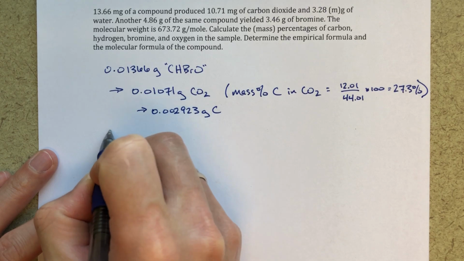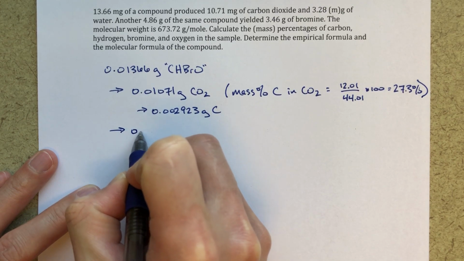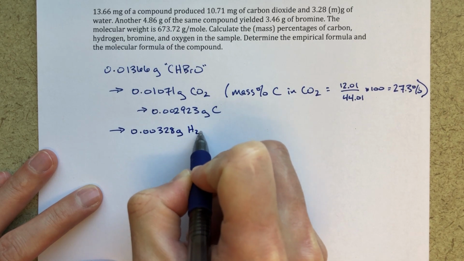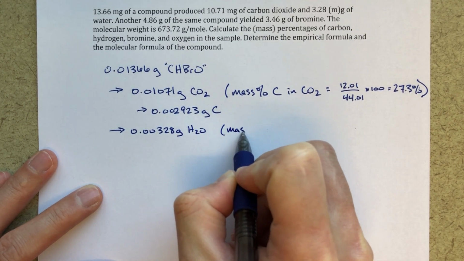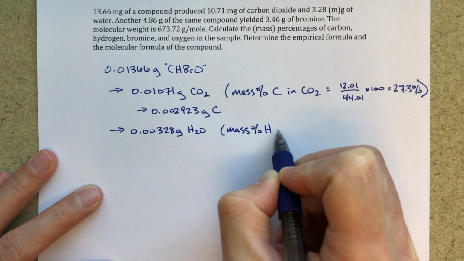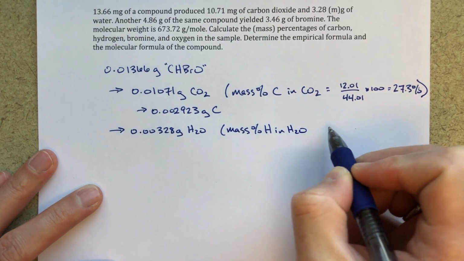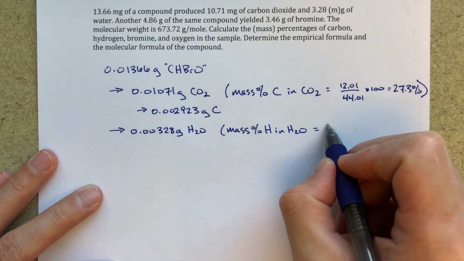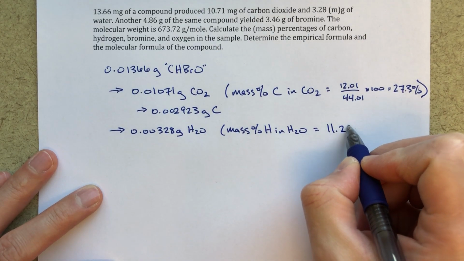We'll do the same thing for our hydrogen, 0.00328 grams of H2O. I'm going to find the mass percent of hydrogen in H2O. That's just 2.02 divided by 18, which should be 11.2%.